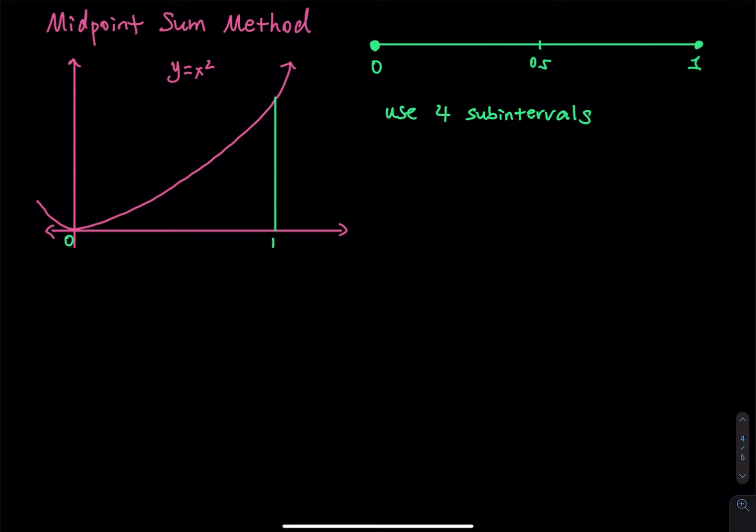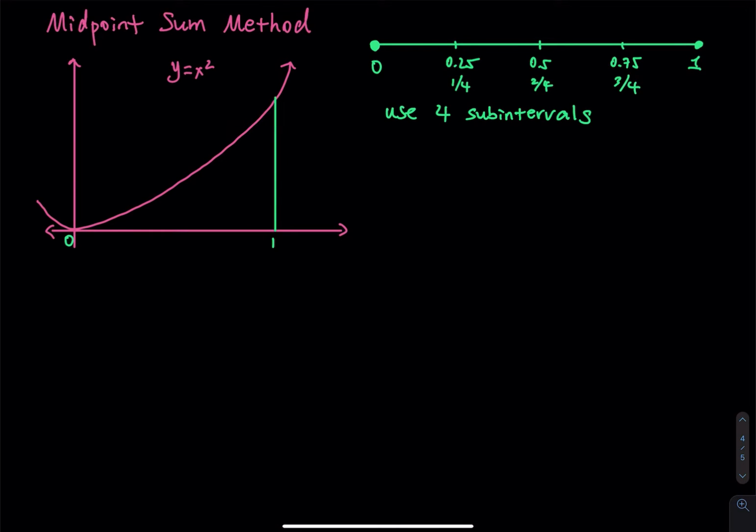So let's find out. We use the same function, y equals x squared, and the domain x goes from 0 to 1. I want to approximate the area under the curve using the midpoint sum. Since I would like to use 4 subintervals again, I have a line from 0 to 1 and I want to cut this into 4 pieces. The first cut is right in the middle at 0.5, then one more cut at 0.25, and one more cut at 0.75. So this is 1/4, this is 2/4, this is 3/4, right?